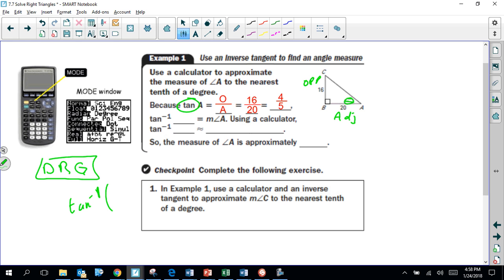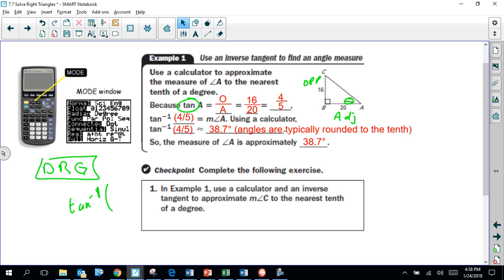Then you just type, you could say 16/20, you could say 4/5, they're the same ratio. And when you hit enter, it'll give you about 38.7. Now on your display, it's going to carry it out to a whole mess of decimal numbers. And typically for pre-AP math, we round it out to 3 decimal places, but angles are kind of an exception. Angles will generally round them out to 1 decimal place.